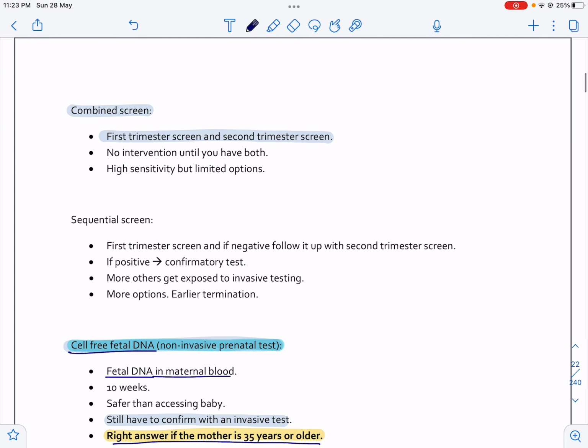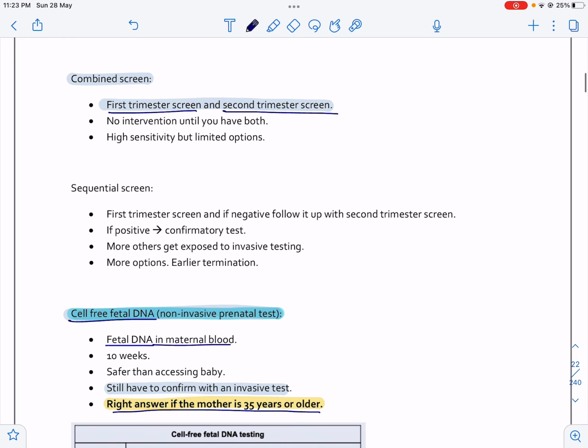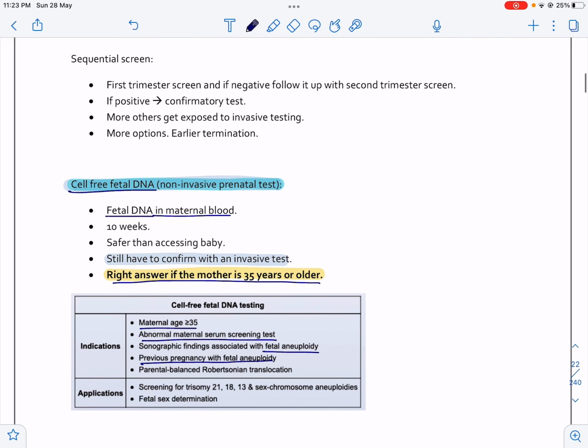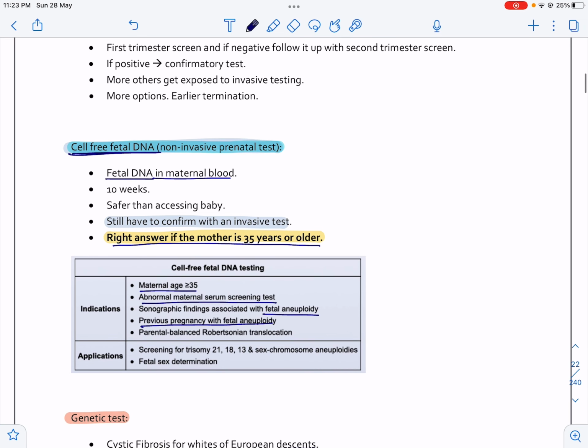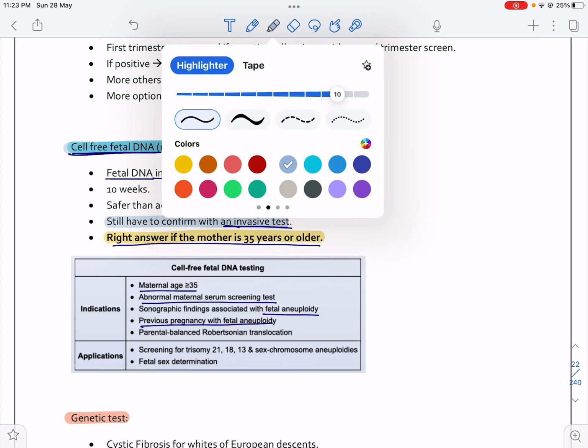Now you can also do a combined screen, which is a first trimester screen and a second trimester screen, or a sequential screen where you do first trimester and then you do a second trimester. Then one more test that you can do is a cell-free fetal DNA test. This is actually a non-invasive test because you're going to get the fetal DNA in the maternal blood, but it's not 100% accurate because you still follow it up with an invasive test if it turns out to be positive.